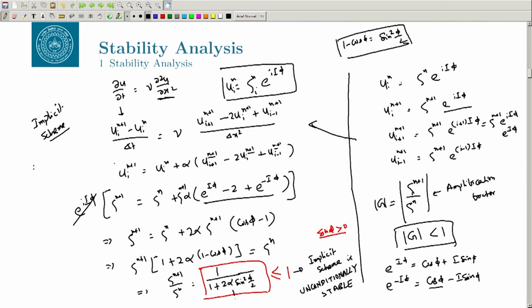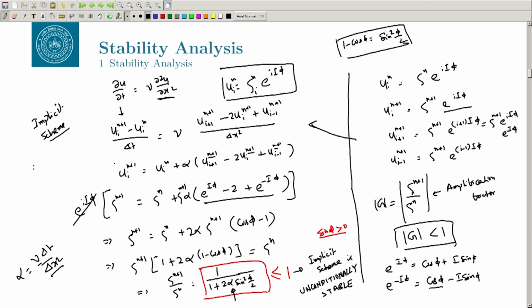Remember here alpha is a positive number. What is alpha? Alpha is nu delta t by del x square, right. So, delta t is positive, delta x is positive, if nu is positive then it is always less than equal to 1, okay.